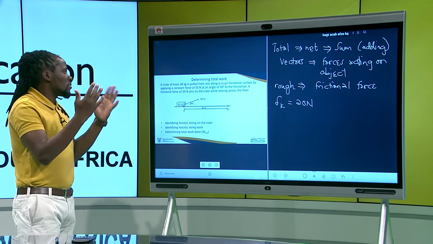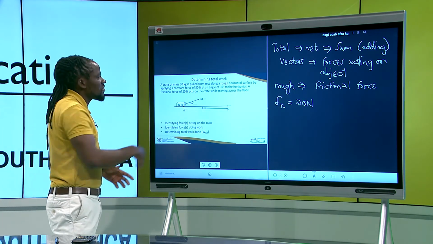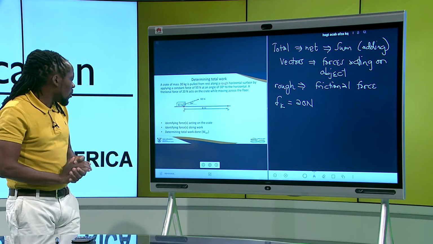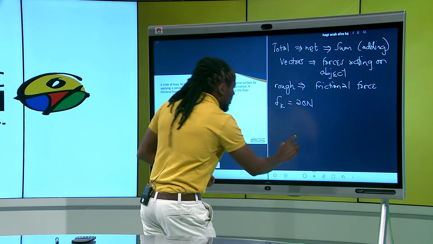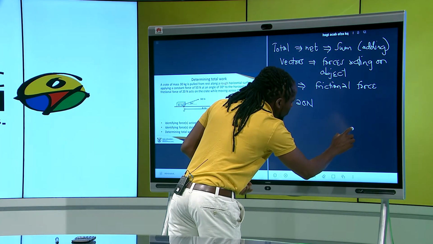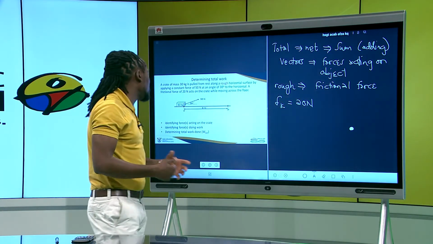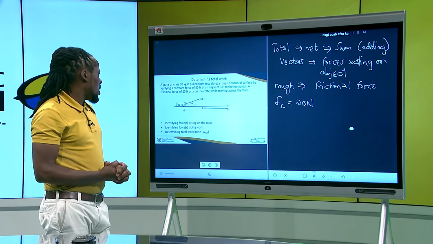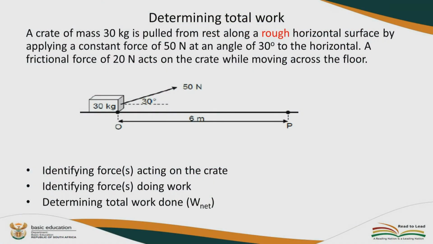Now, this is the procedure generally as far as determining total work. We want to identify all the forces acting on the object, on the crate, okay? Now, a free body diagram, it could be a force diagram. Careful of the differences between the two, right? In this case, we'll choose a free body diagram because it's the most common one. We've got the applied force of 50 newtons at an angle of 30 degrees to the horizontal. That's the force of 50 newtons.